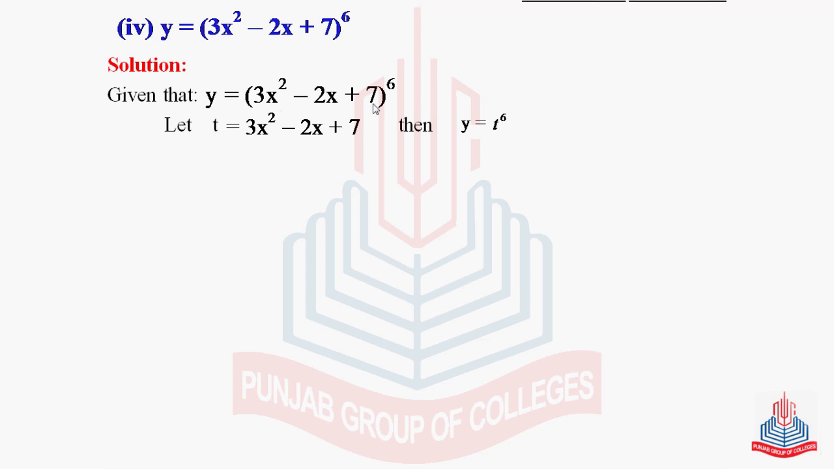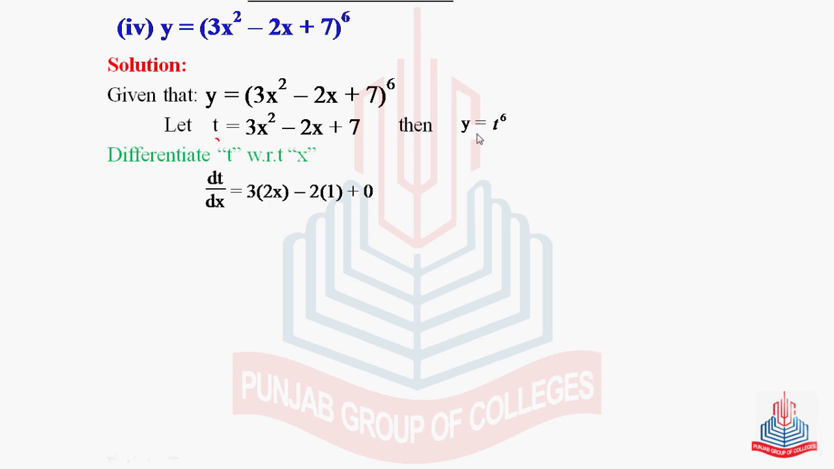Again using the same process, we find dy/dx from this expression, but we separate it into functions. First, t is equal to 3x² − 2x + 7, so from here we calculate dt/dx, and then y is a function of t, so from here we will calculate dy/dt. So first we differentiate t with respect to x, applying the derivative on this function, dt/dx.